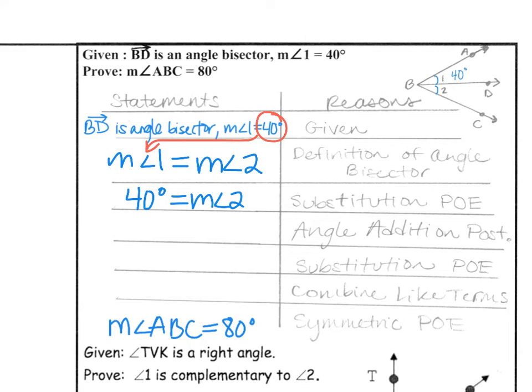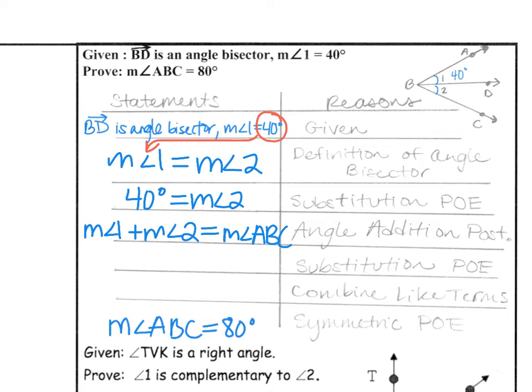I'm going to do the exact same thing, except I'm going to use angles 1 and 2, because they're also marked that way. Measure of angle 1 plus measure of angle 2 equals the measure of angle ABC. Part plus part equals whole. What could I substitute? Can you please tell your partner what you can substitute into that equation? Because that's what we're doing next, is substitution.